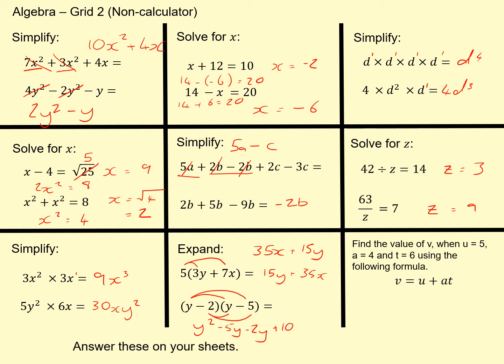Okay, and then lastly, I just need to combine my like terms. So the minus 5y and the minus 2y will combine to minus 7y. So that's y squared minus 7y plus 10.